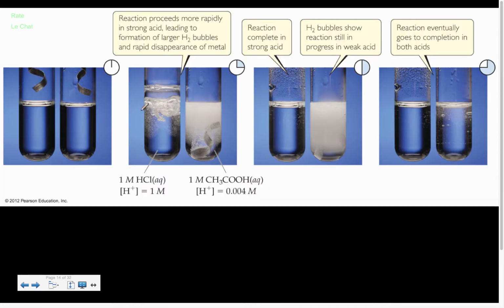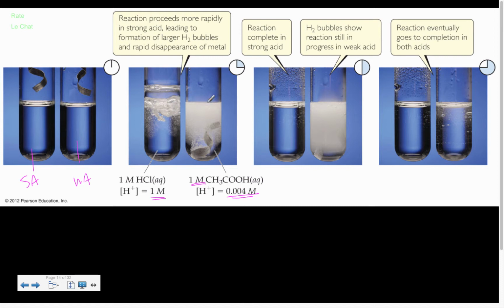All right, so anyway, talking about weak acids and strong acids. So here we have two samples. This one is my strong acid. This one is my weak acid. So here I have 1 molar hydrochloric acid, which means that my hydronium ion concentration is 1 molar, because it dissociates completely. Here I have 1 molar acetic acid, concentration of H+, not nearly 1 molar because it's a weak acid and does not dissociate completely.